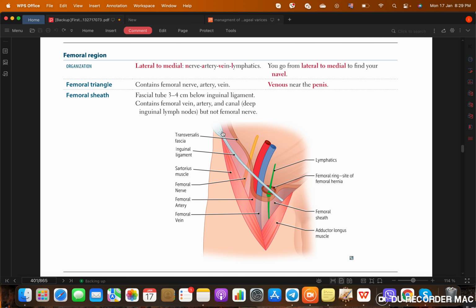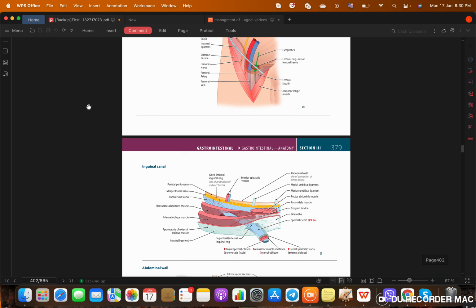it's a fascial tube. It's just a tube below the inguinal ligament that has the femoral vein and the femoral artery, okay? And it also contains the deep inguinal lymph nodes, but it does not contain the nerve. So it's really important to know that the triangle has the nerve, the sheath does not have the nerve. So triangle has nerve, sheath no nerve, okay?